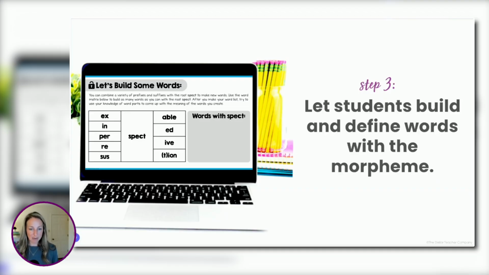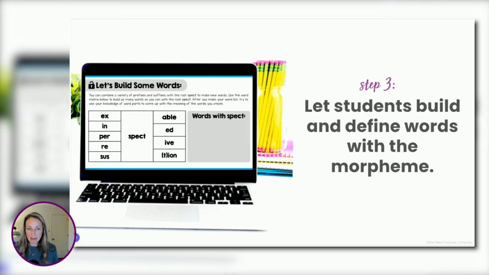We also want to give students opportunities to build and define words with that morpheme, right? We want to give them an opportunity to create words. So a really easy way that you can do that is by showing students a word matrix. So all of these words would have spect in the middle, and students can think through, what can we create? So they could maybe take in and spect to create inspect. They could take per and spective to create perspective. And then the goal would be that as you've taught students various morphemes and they understand the definition of the prefix in or re, they're able to use their knowledge to figure out the definition of these words.